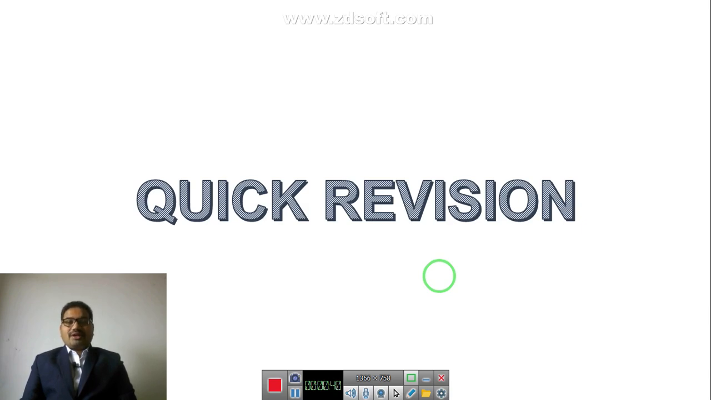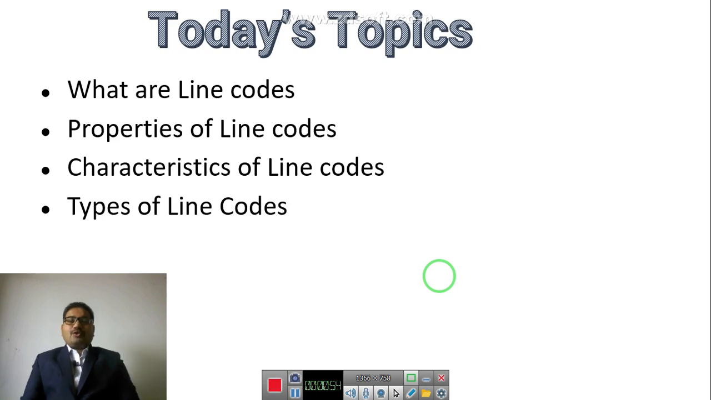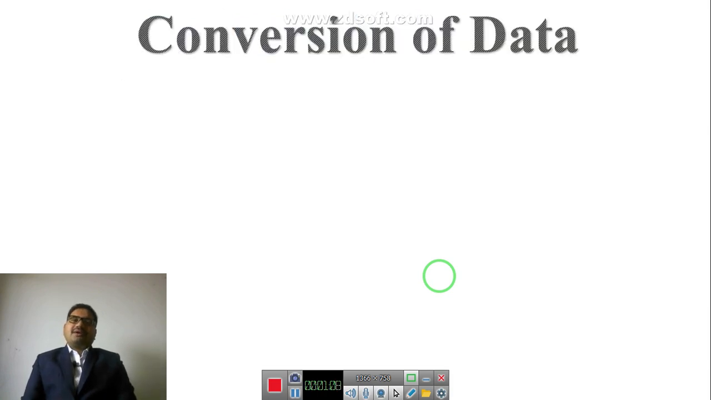We have seen what are the advantages, what are the disadvantages, and how they work. After that, we have seen digital multiplexers. Then we have seen the short concept of crosstalk. So now moving towards today's lecture, today we are going to cover what line codes are, what the properties and characteristics of line codes are, and one by one we are going to see each type of line code. Now, starting with today's lecture, that is conversion of data.